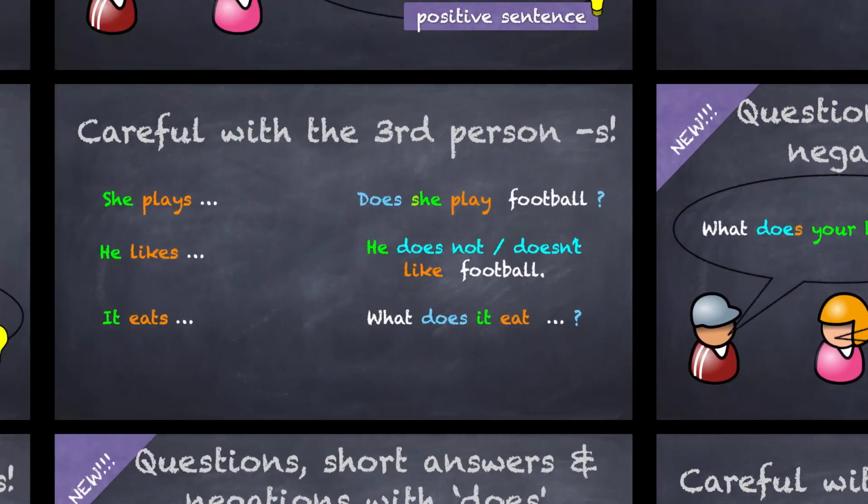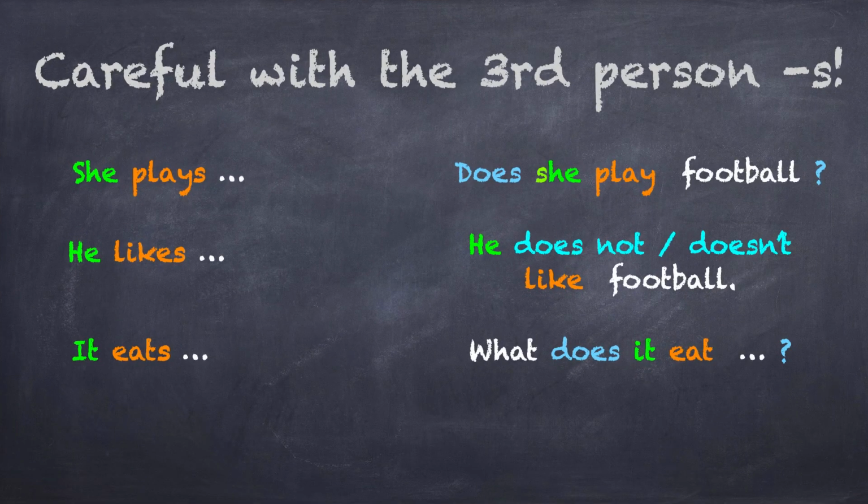I'm sure the rules are easy because they're not really new, but don't make the mistake and use two s in a question or a negation. You can see again that the s must be in the auxiliary verb, here does, does not or doesn't. There is no need to put an s at the end of play or like or eat.